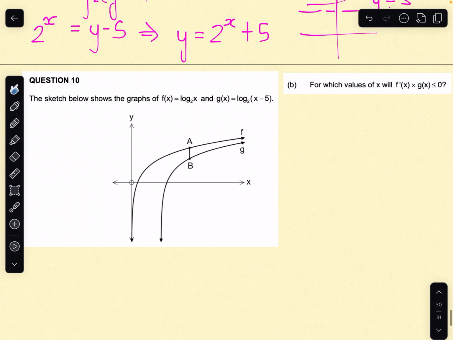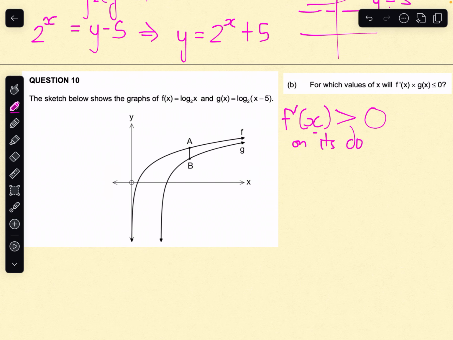For which values of x will f prime of x times g of x be smaller than or equal to 0? So let's see. F prime of x, if we look at this curve, it's always increasing, right? There's no point where this is going to be a decreasing function. So f prime of x is always greater than 0 on its domain, for all the valid x values.